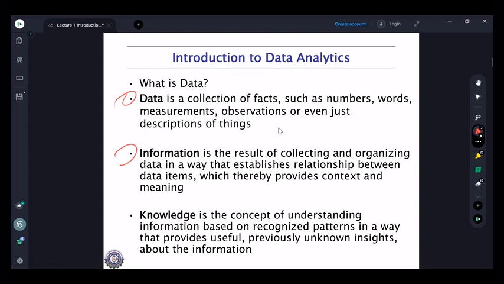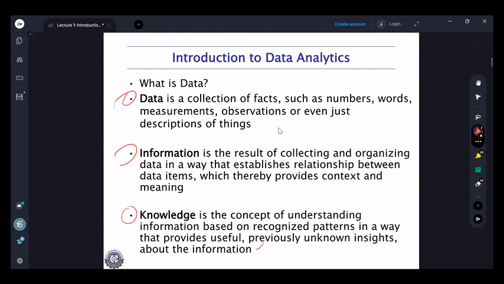And then what is knowledge? It has a relationship also. It is the concept of understanding information based on recognized patterns. If we know the patterns of the data, then we can provide the concept of understanding. It will be useful after we recognize the pattern, a previously unknown insight about the information. This is the knowledge.